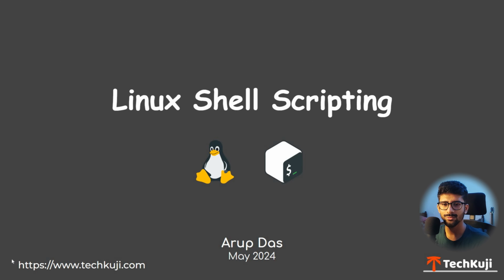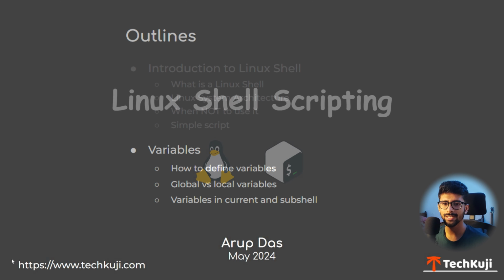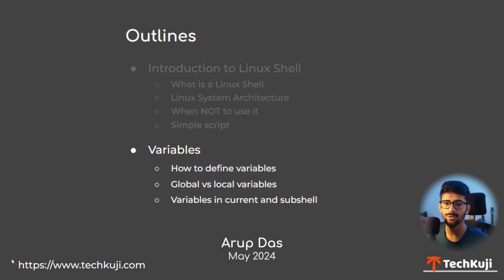So in the last video we discussed what a shell is and the architecture of the Linux system. In this video we will cover what a variable is in shell scripting, everything about global variables and local variables, how to properly define them, and how to inherit them in a subshell. Everything we're going to cover in this video.